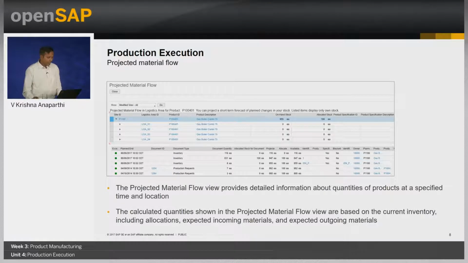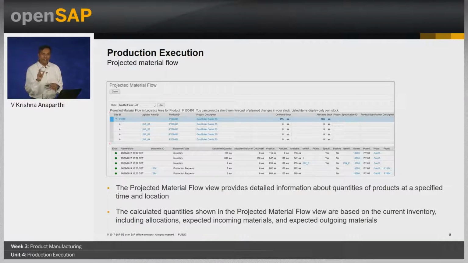The next important element that I would like to discuss is the projected material flow. Projected material flow provides detailed information about quantities of products at a specified time and location. The calculated quantities shown in the projected material flow view are based on the current inventory, including allocations, expected incoming materials and expected outgoing materials.